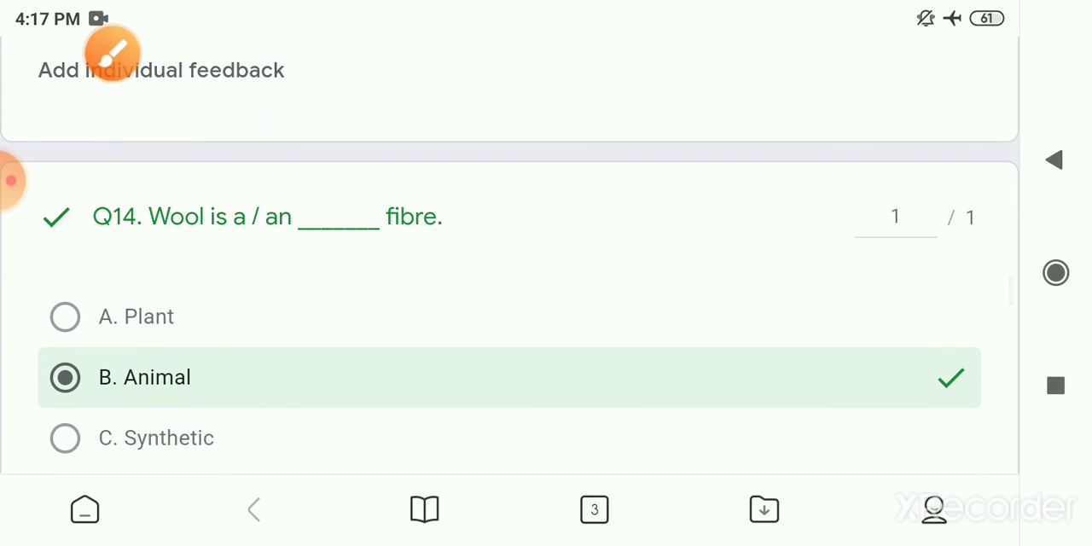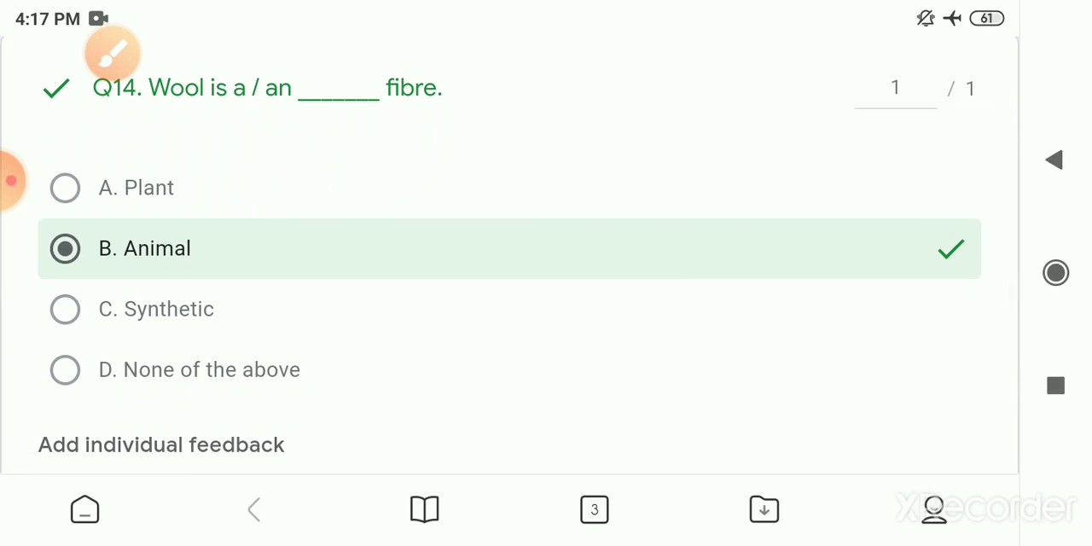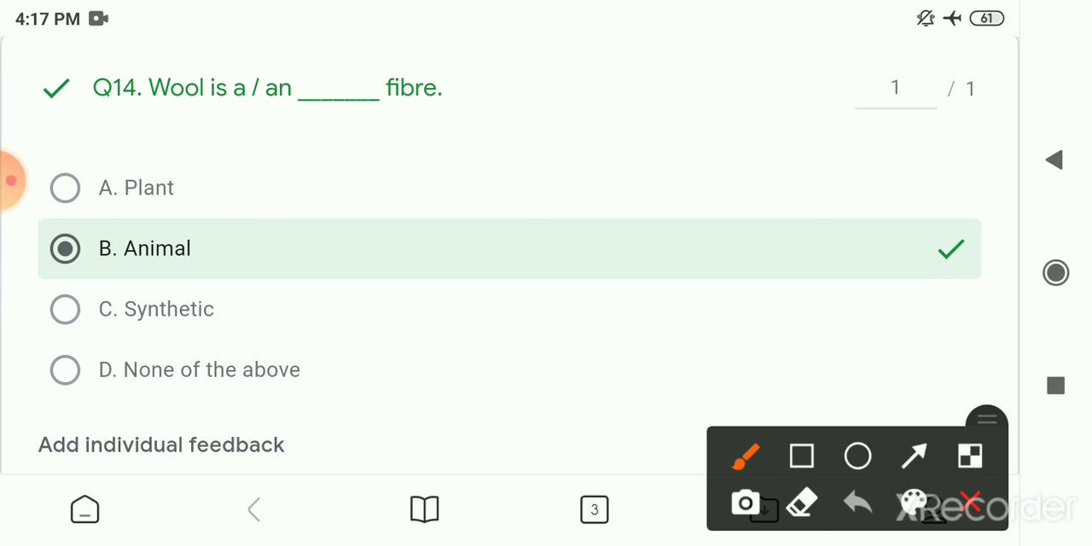Next is 14th number, wool is a blank fiber. The options are plant, animal, synthetic or none of the above. So here your answer is option B, that is animal. Wool is an animal fiber. We are getting wool from the sheep, goat, camel, etc. So it is an animal fiber.